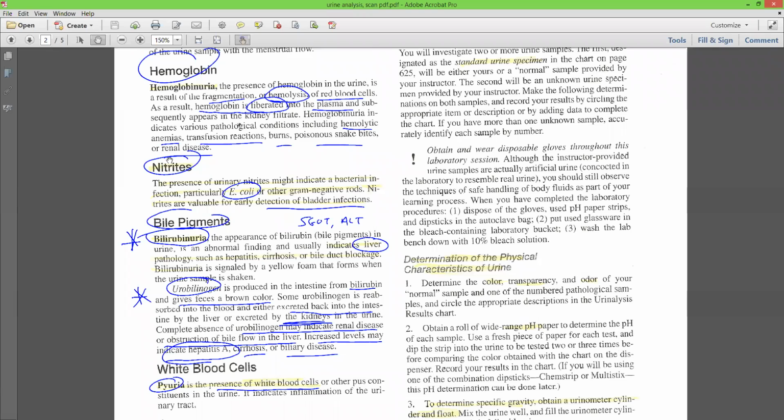Okay, nitrites, you should not find nitrites in the urine. If you do, it might mean E. coli or other gram-negative bacteria species. Could indicate bladder infection.